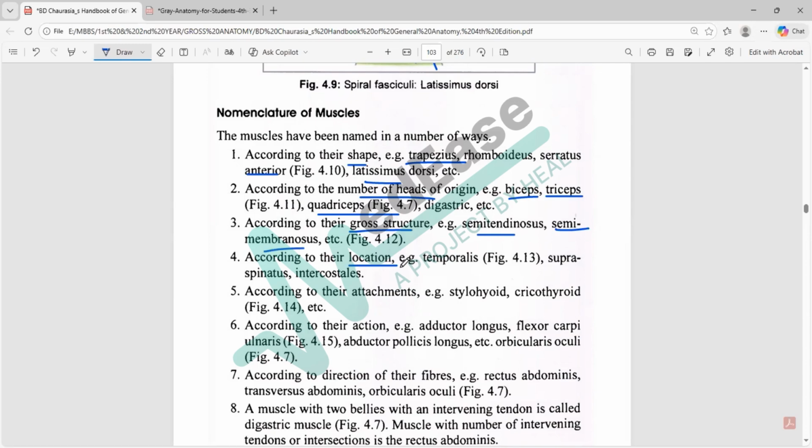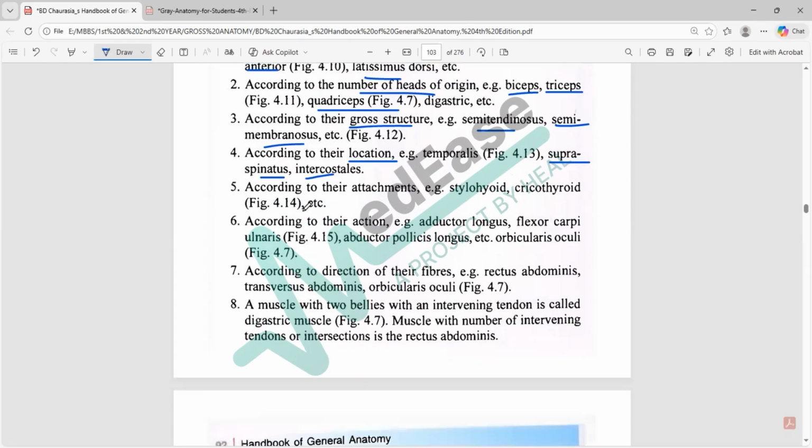Then, according to the location, we have the temporalis present near the temporal bone. Then we have the supraspinatus related to the supraspinous fossa, and intercostalis related to the intercostal space. Then we talk about the attachments. We can have the stylohyoid, meaning running across the styloid process. Then we have the cricothyroid muscle, which will be connecting the cricoid and the thyroid cartilage. Then we talk about the action.